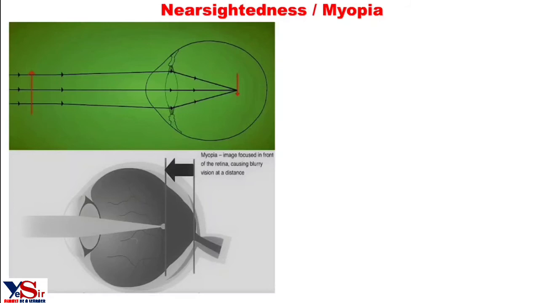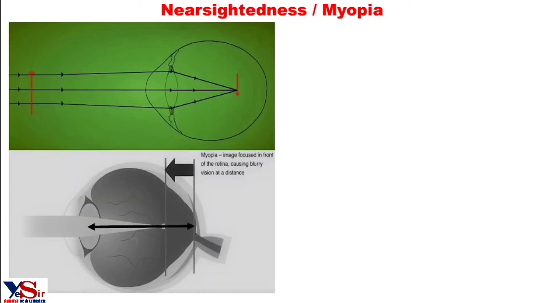Another is, look at this picture. Eyeball elongation means the eyeball elongates so that the distance between the lens and the retina increases. Observe this picture, this myopic eye. The arrow shows the myopia image focus in front of the retina, which causes blurry vision at a distance. So you clearly observe this picture. In this picture, the myopia defect has happened.